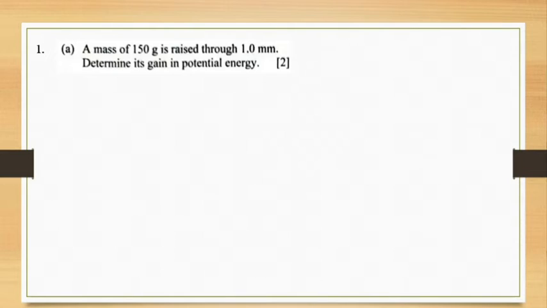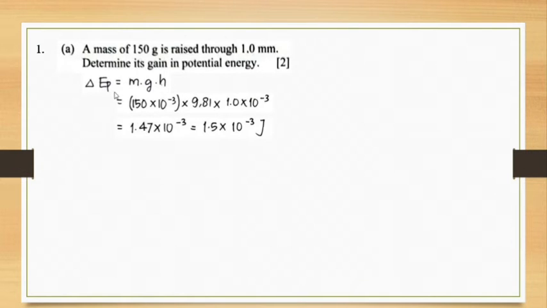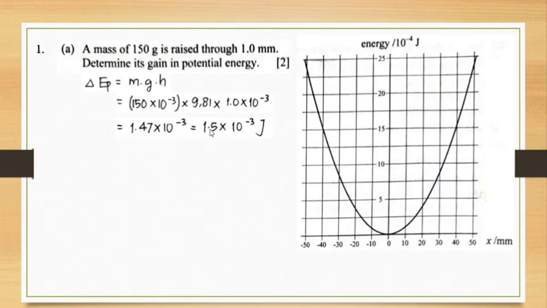Problem number 1. A mass of 150 grams is raised through 1 millimeter. Determine its gain in potential energy. Here we use delta potential energy equals m times g times h. It is equal to 150 times 10 to the minus 3 kilograms times g, which is 9.81, times h, which is 1 millimeter. Then the gain in potential energy is 1.5 times 10 to the minus 3 joules in two significant figures.